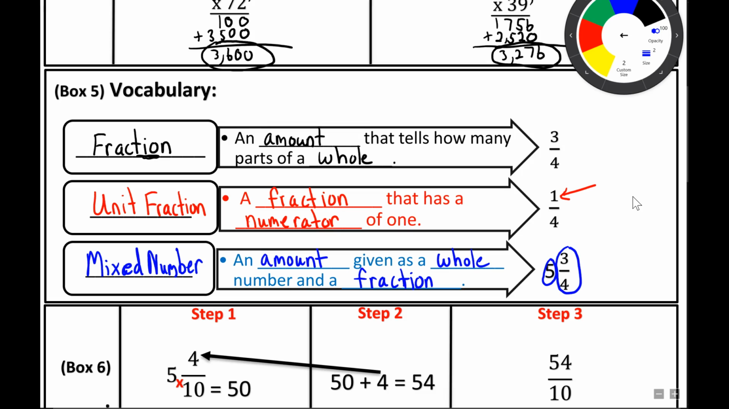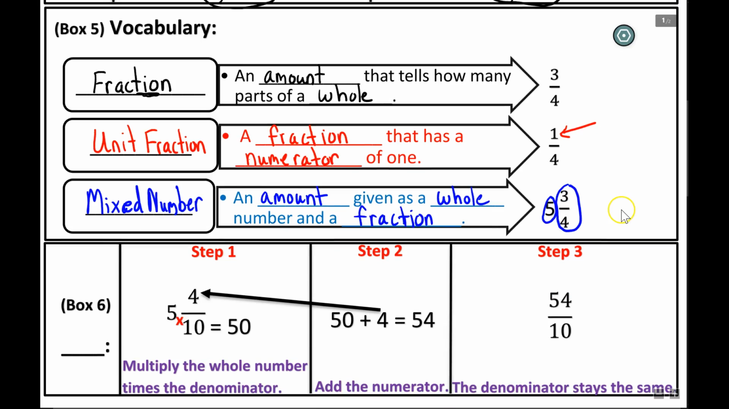But when we put them together, when we combine them, they make a mixed number. It's mixed together. Alrighty, going on. Let's look at box 6.